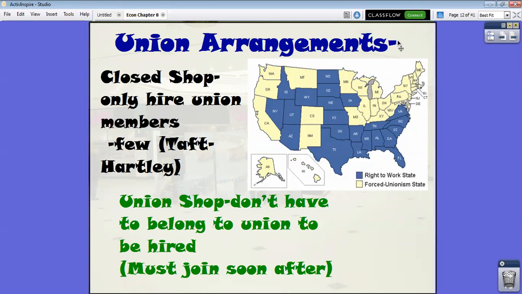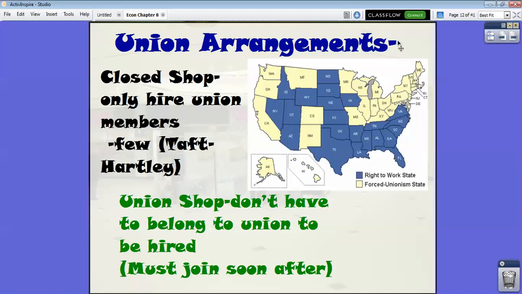The first option is a closed shop. If you want to get a job where there's a closed shop arrangement, you have to agree to join the union. If you don't want to join the union, then they will not hire you. So you are required to join the union for this one. We don't see as many closed shops because of the Taft-Hartley Act. The Taft-Hartley Act basically says if a business does interstate trade, they cannot require the workers to join a union. So that's part of the reason why we have fewer closed shops.